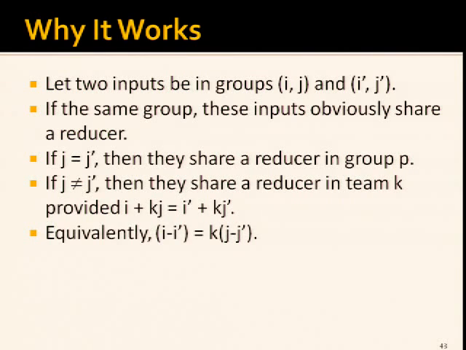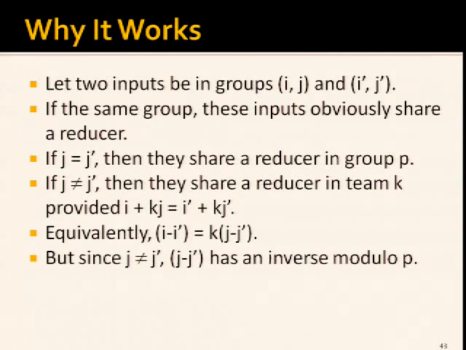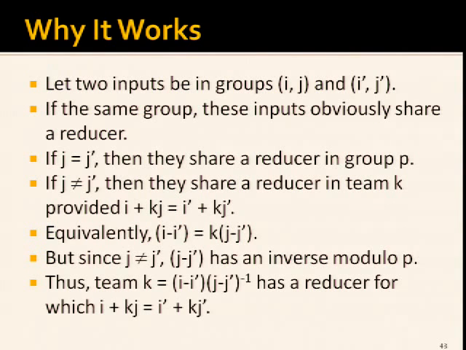Just grouping things, I have i minus i prime equals k times j minus j prime. Now, I'm assuming that j is not j prime, and therefore j minus j prime has an inverse modulo P. That's the nice thing about primes. Every integer above 0 has an inverse modulo P. As a result, that lets me solve for k. There's a unique solution, which is i minus i prime times j minus j prime inverse. So that's the proof that it works.